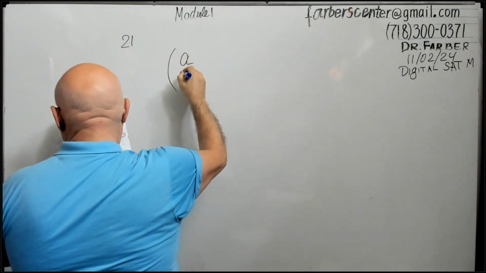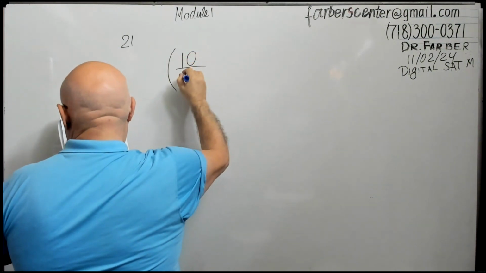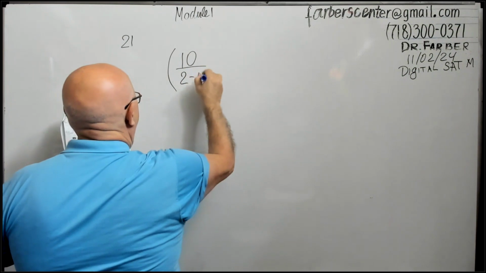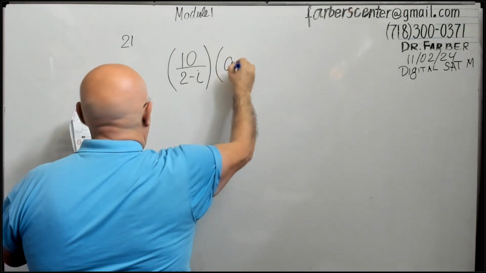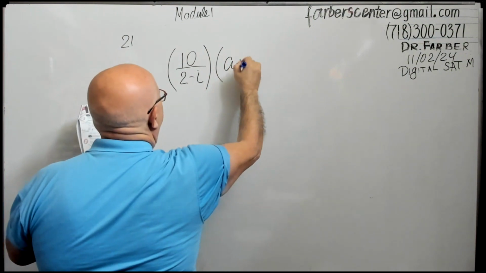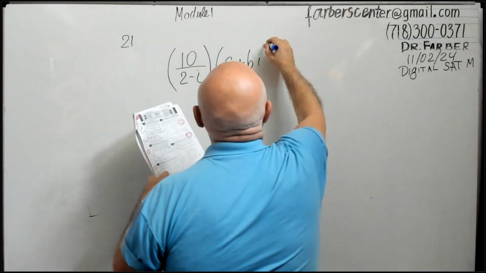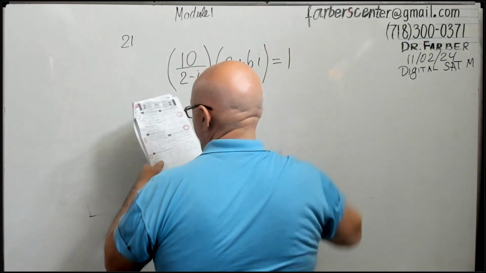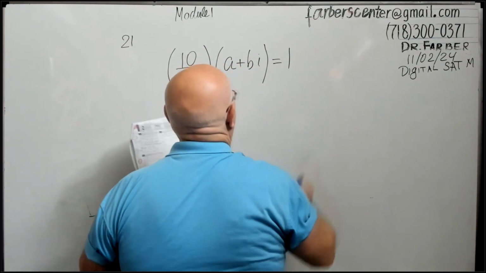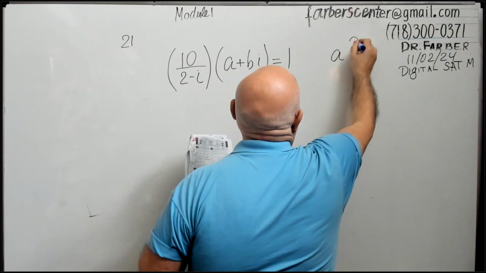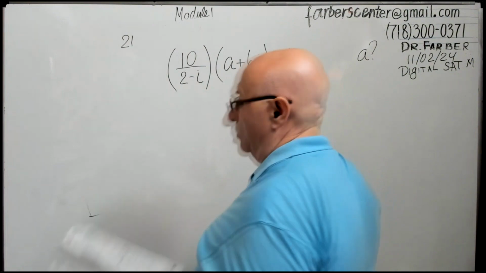Ten, not 8, 10, over 2 minus i, times a plus bi, equals 1. a, b constant, what is the value of a? Let me make a over there.